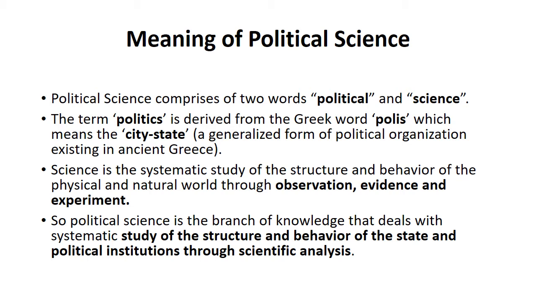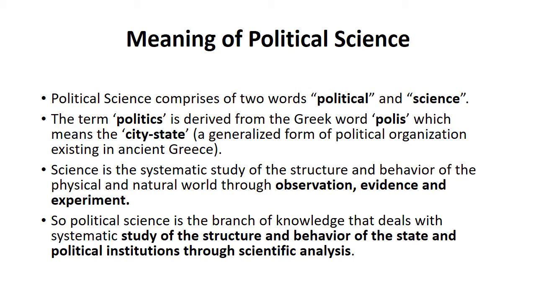Moving to political science, it is a branch of social science, or in other words, a branch of knowledge which deals with the systematic study of the structure and behavior of the state. In science, we said that it deals with the study of structure and behavior of any physical or natural world. Political science deals with the study of the structure and behavior of states and other political institutions.